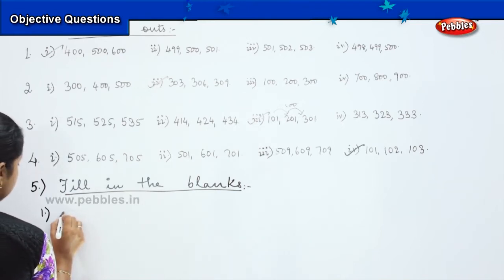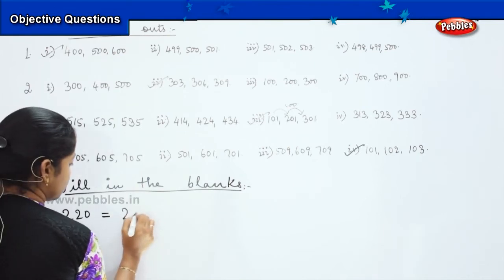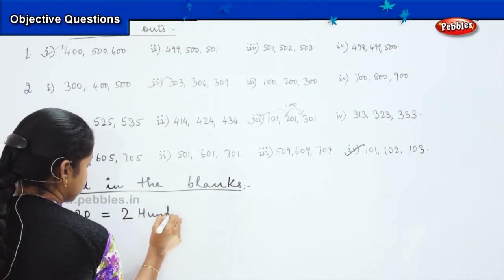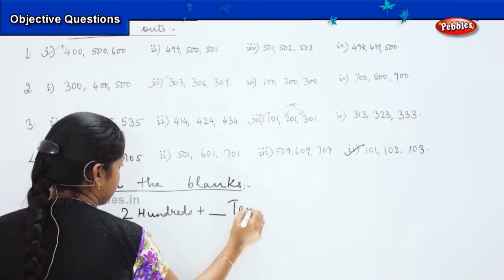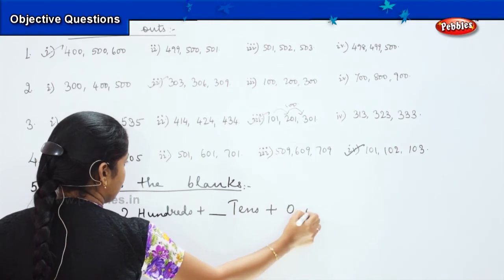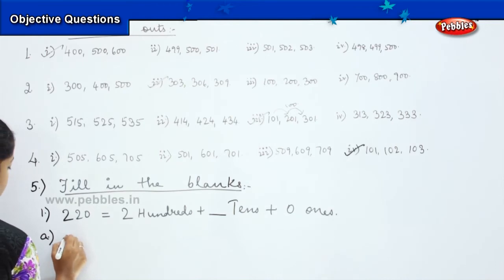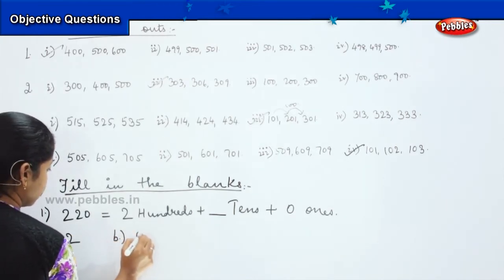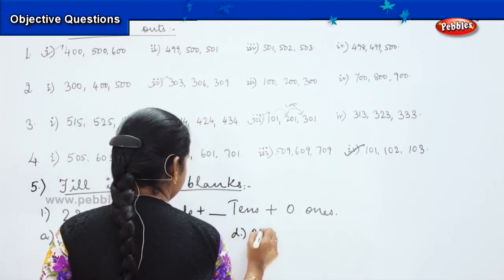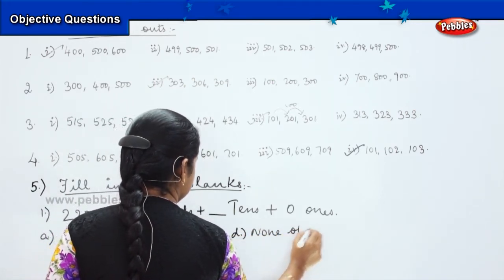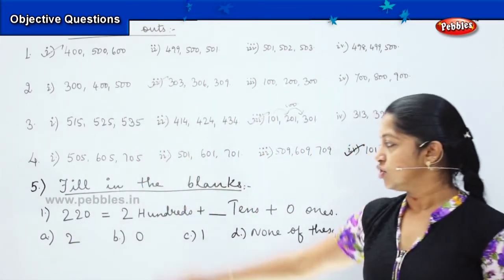I give you the number 220. It can be written as 2 hundreds plus dash tens plus 0 ones. Okay? And your options are A: 2, B: 0, C: 1 and D: none of these. So can you tell me what is the right option here?